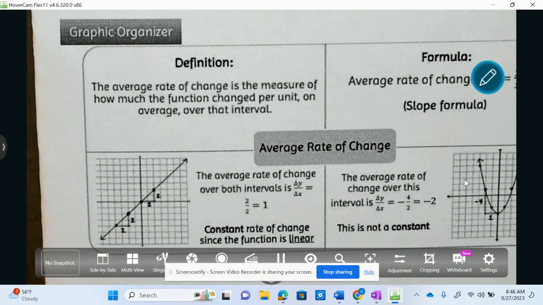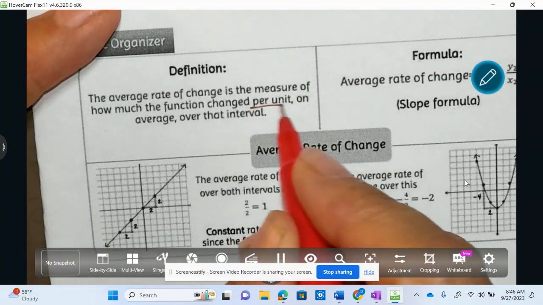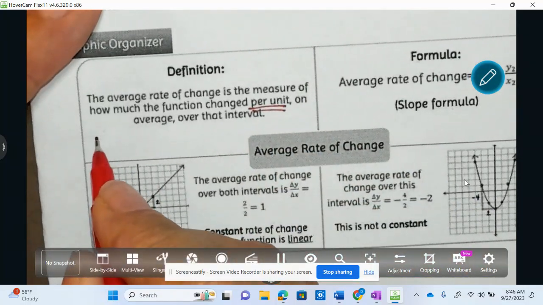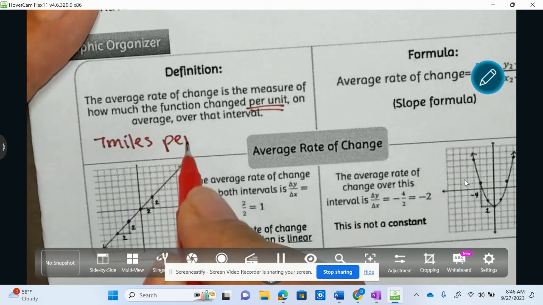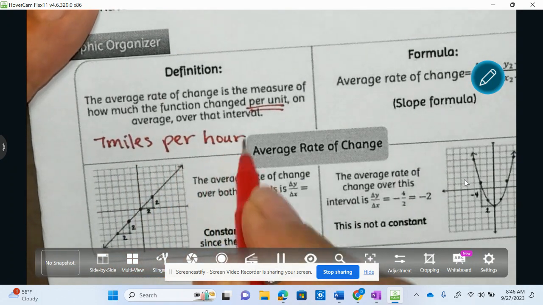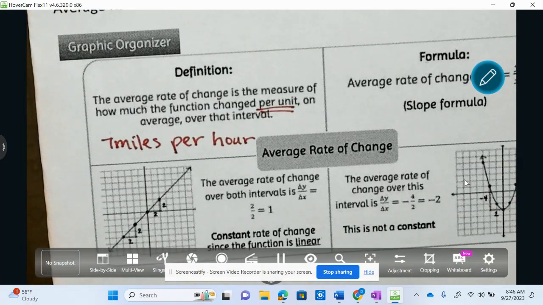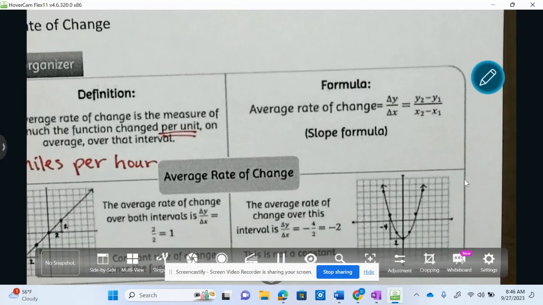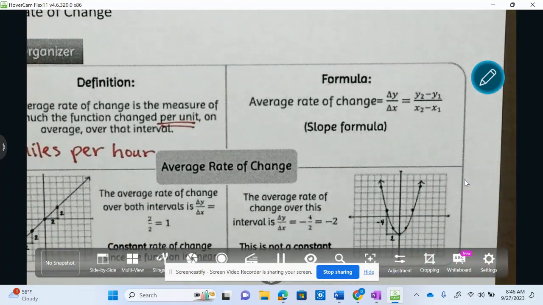So we want to make sure that when we write down our average rate of change and put our units in there, we write per unit, like 7 miles per hour. That's kind of our example. You want to make sure that you're doing per unit, okay? We're going to just use the slope formula. When we find the average rate of change, we use the slope formula. This is y2 minus y1 over x2 minus x1.